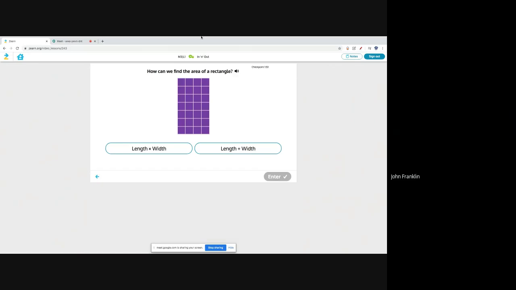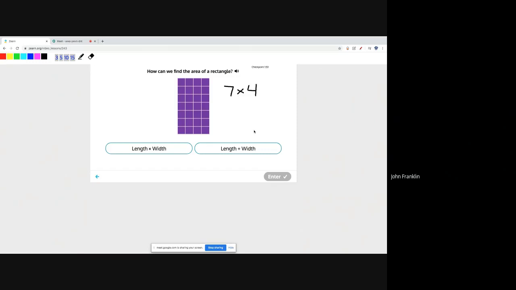So, all right, this is what we talked about earlier. Let's put our web writer back on. Let's break these down. So the length times the width. We know the length is 7 units times the width is 4 units. Okay, that would be this one. So let's do this.